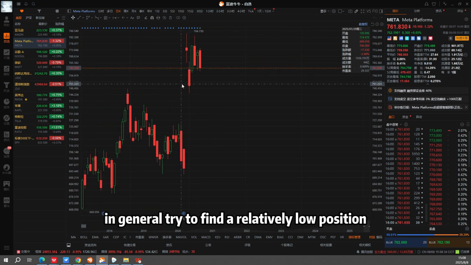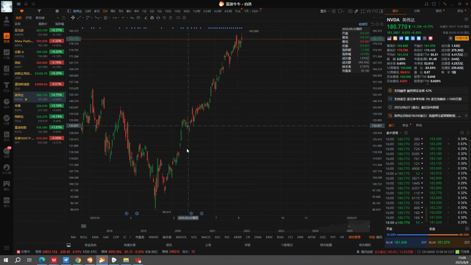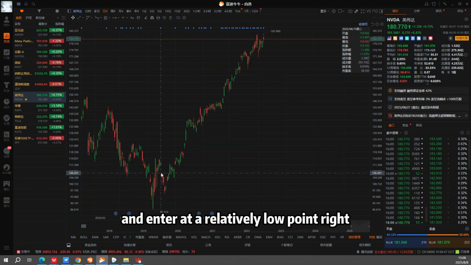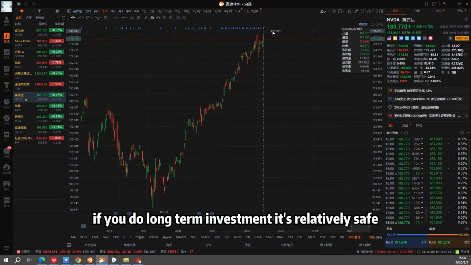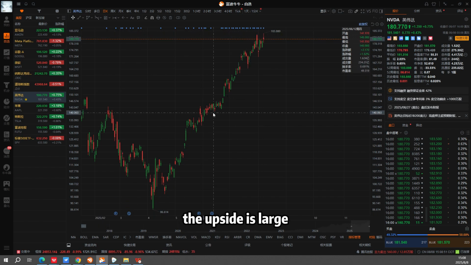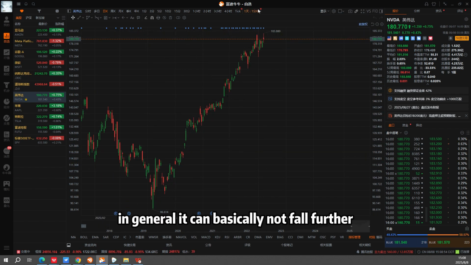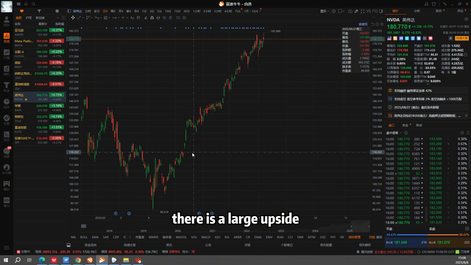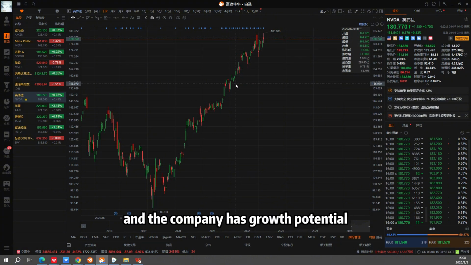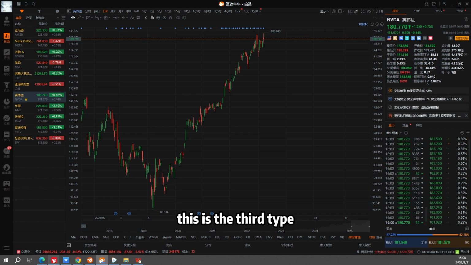In general, try to find a relatively low position and enter at a relatively low point, right? If you do long-term investment, it's relatively safe. The upside is large. In general, it can basically not fall further. There is a large upside. This is suitable for long-term investment, and the company has growth potential. This is the third type.